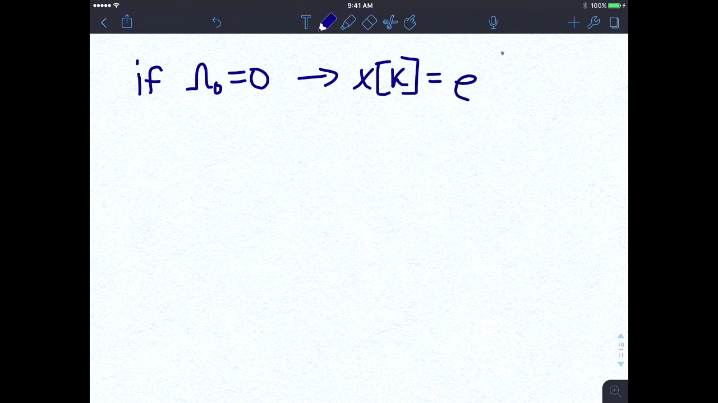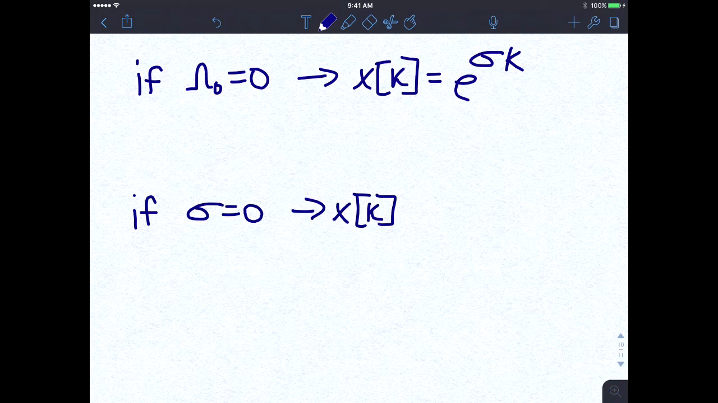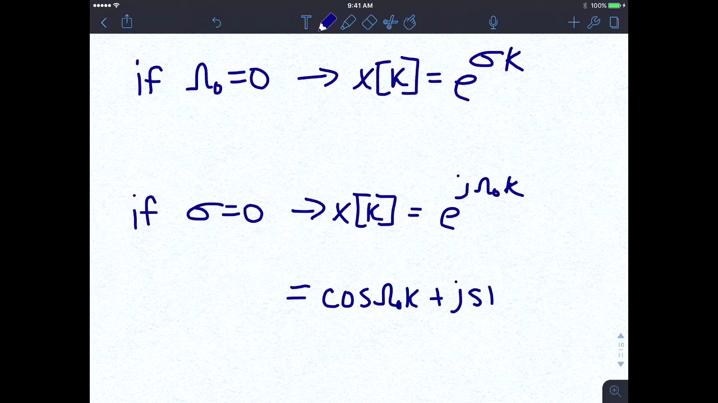Now, there are two different cases when it comes to exponential functions. There's the case if the imaginary part equals 0. So if omega naught equals 0, then x of k equals e to the sigma k. However, if the real part equals 0, so if sigma equals 0, then x of k equals e to the j omega naught k, which means that x of k equals the cosine of omega naught k plus j sine omega naught k.